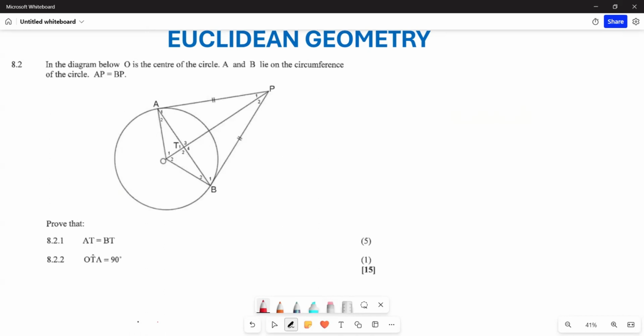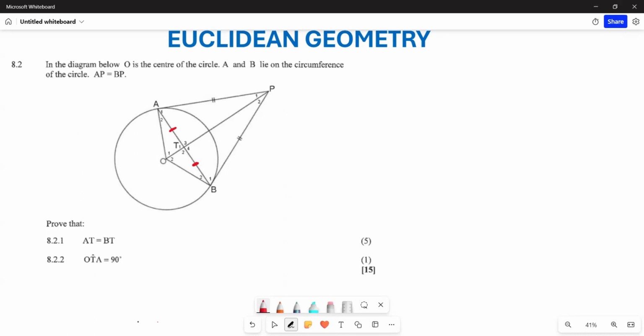Now, what is it that you're going to do in here? The first question wants you to prove that your AT is going to be equal to your BT. Now, how can we go about proving that? There are a lot of things that you can use to prove that, but can't we have an easier way of proving this?